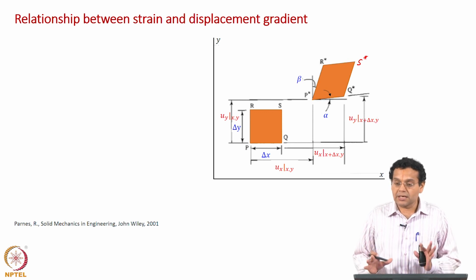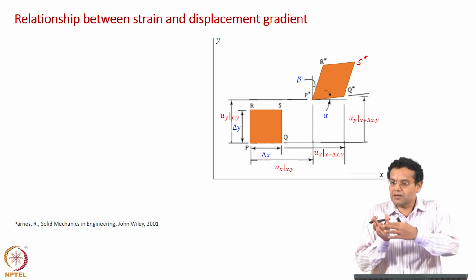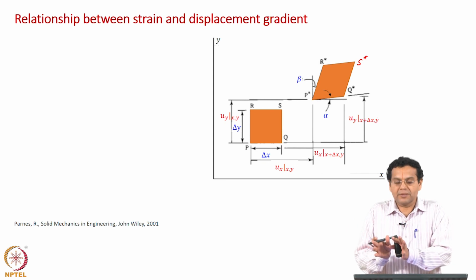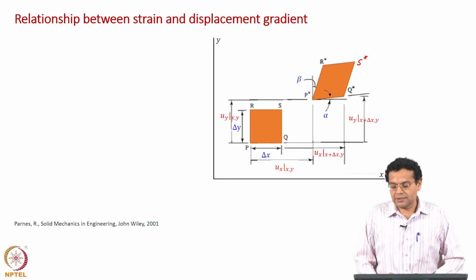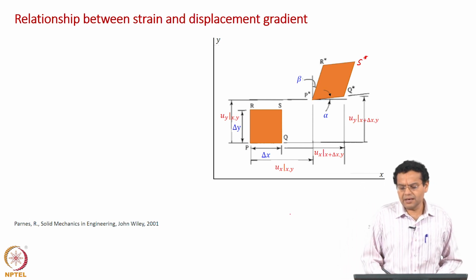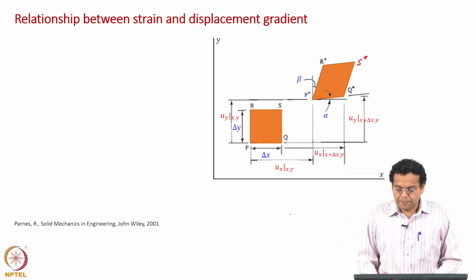So, you have considered the most generic configuration. The initial plate has undergone translation, rotation, change in length, and change in angle also. That is what we want to represent. Now, coming back to the description, let us focus on P and P star. P has moved to P star, or more formally P has got displaced to P star. How do you represent it?